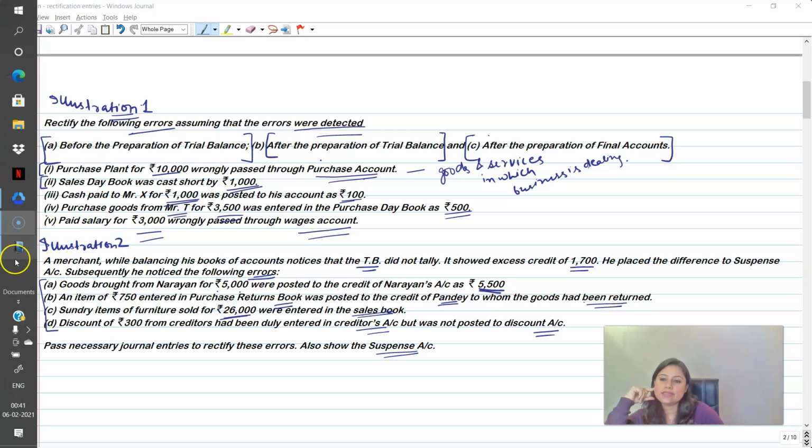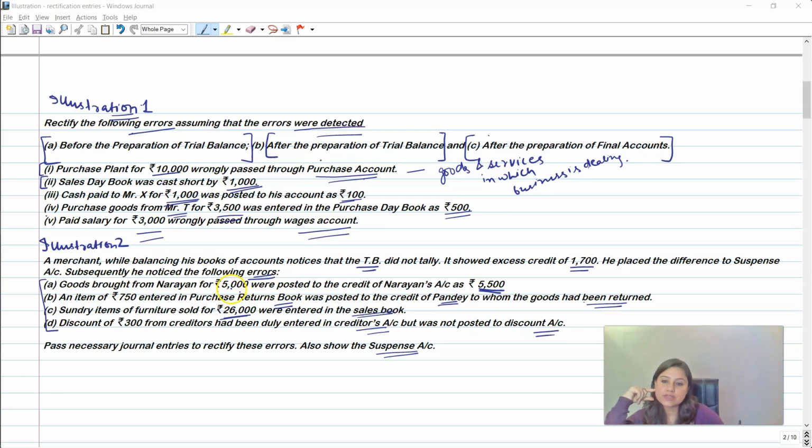So the first error says that goods have been bought from Narayan for rupees 5000. However, the account is credited as 5500. So we have given an extra credit of rupees 500, which we will have to debit to the account of Mr. Narayan. This is a single-sided error, as the purchases account has been correctly debited, but the credit has been wrongly done, as instead of recording 5000, it has been recorded as 5500.